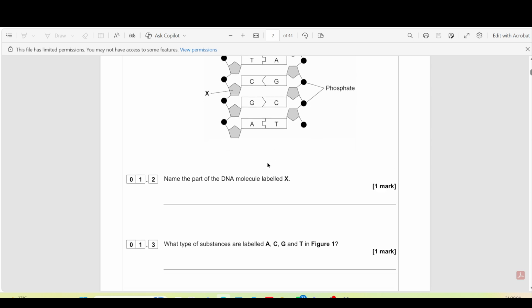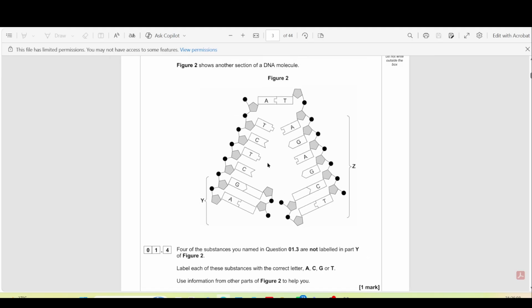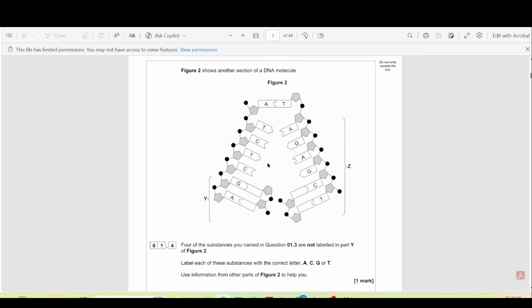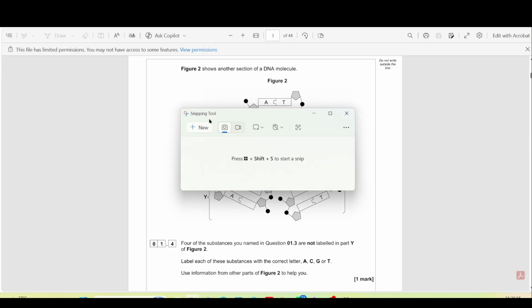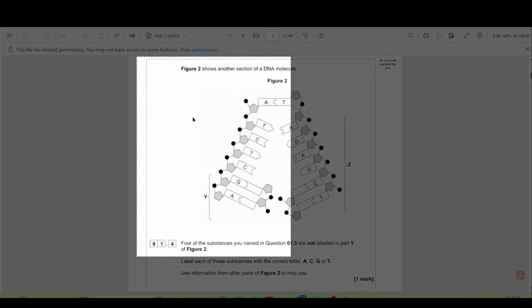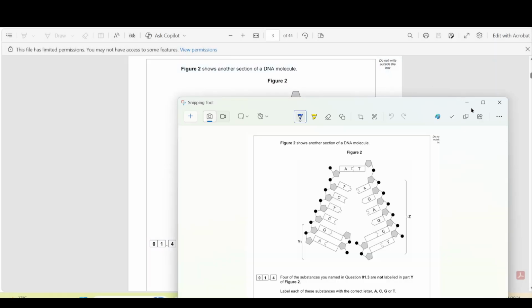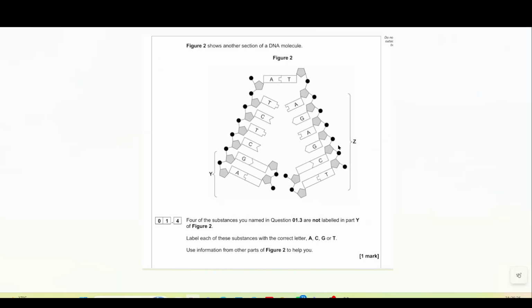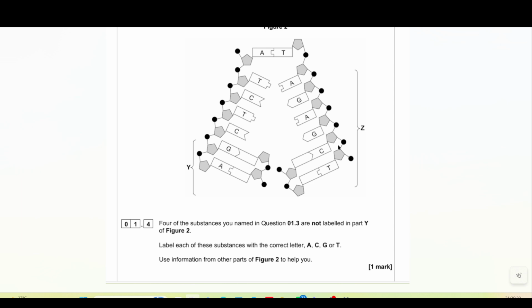Four of the substances named in question 1.3 are not labeled on part Y of figure 2. Label each of these substances with the correct letter: A, C, G, or T. Use information from other parts.